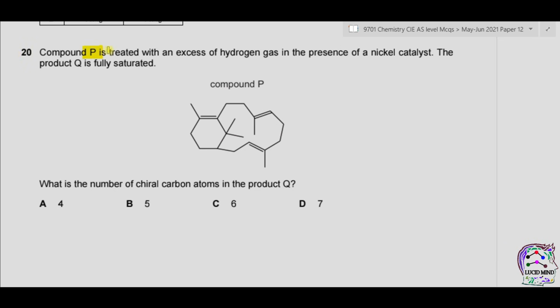Question 20. Compound P is treated with an excess of hydrogen gas in the presence of nickel catalyst. The product Q is fully saturated. This is compound P, which is then saturated into compound Q. What is the number of chiral carbon atoms in the product Q? Now in this compound we have double bonds present. Alkene is present, as we know that in the presence of nickel catalyst and hydrogen, all double bonds will convert into single bonds. So we can consider all these double bonds as single bonds in compound Q.